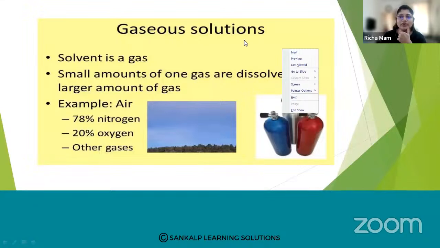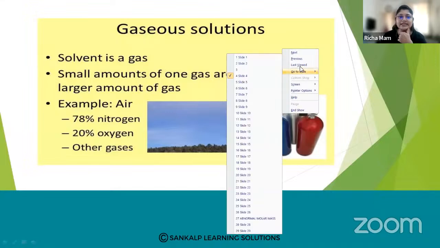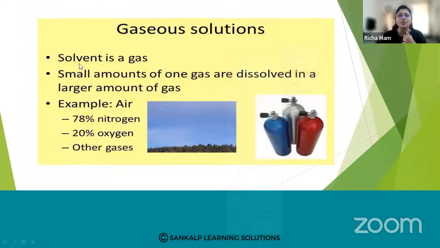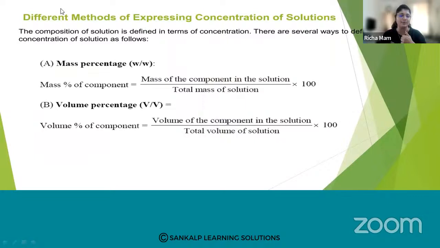As you all know, the solvent will decide the physical state. So when you want a gaseous solution, your solvent should be a gas. A small amount of one gas is dissolved in a larger amount of gas. So both the solute and the solvent should be gases. For example, we have seen air. Air consists of different types of molecules, like nitrogen, the main component in air, which is 78%. Oxygen and some other gases are also involved. So this was an example of a gaseous solution.